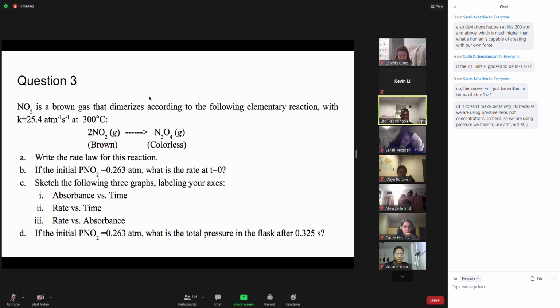Okay, so NO2 is a brown gas. We gave you the rate constant and the reaction. So write the rate law for this reaction. Does anyone want to raise their hand and tell me what they got?